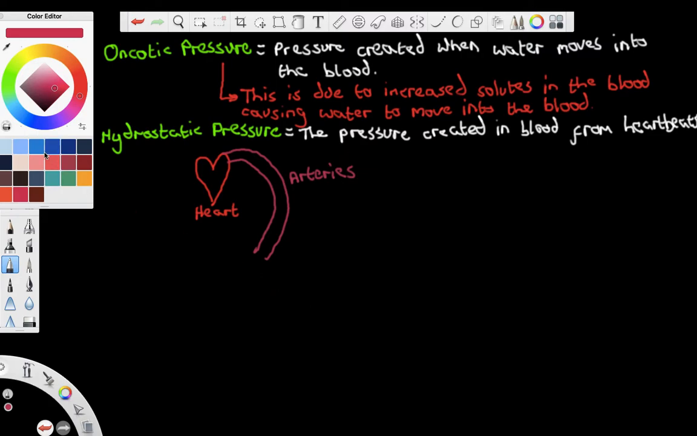Arteries then break down into small vessels known as capillaries. And capillaries form what are known as capillary beds. They split up into millions and millions of blood vessels that all intertwine from the artery. So this is a capillary bed.